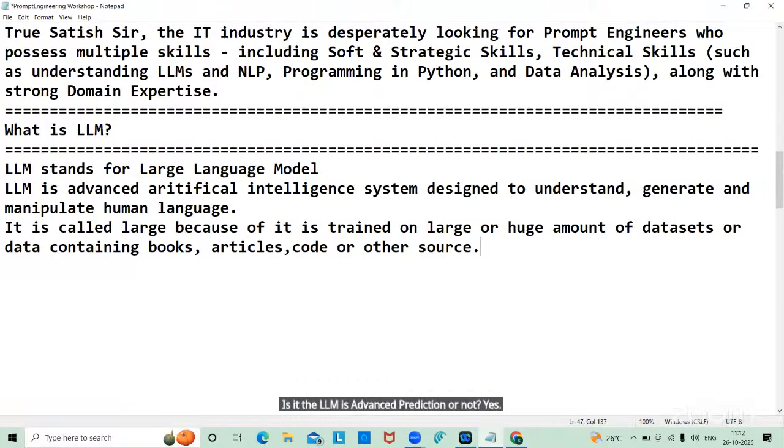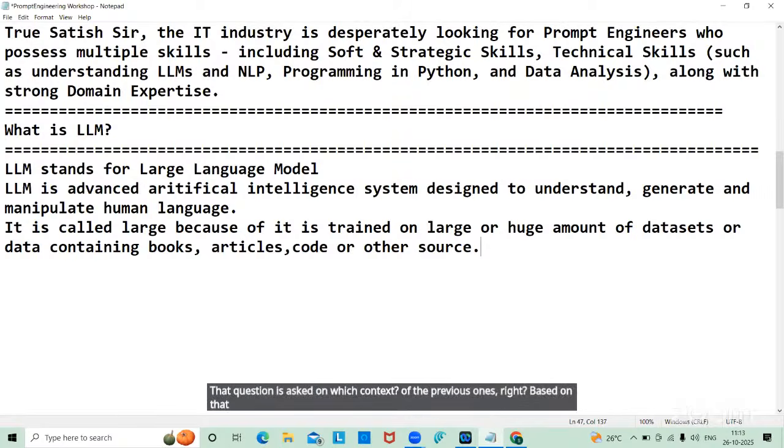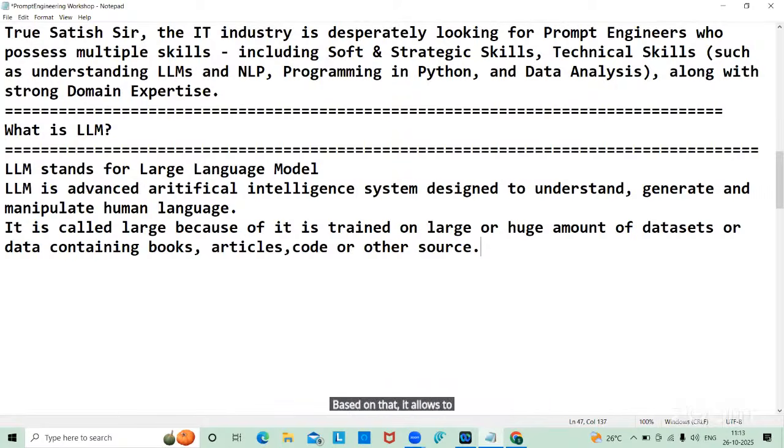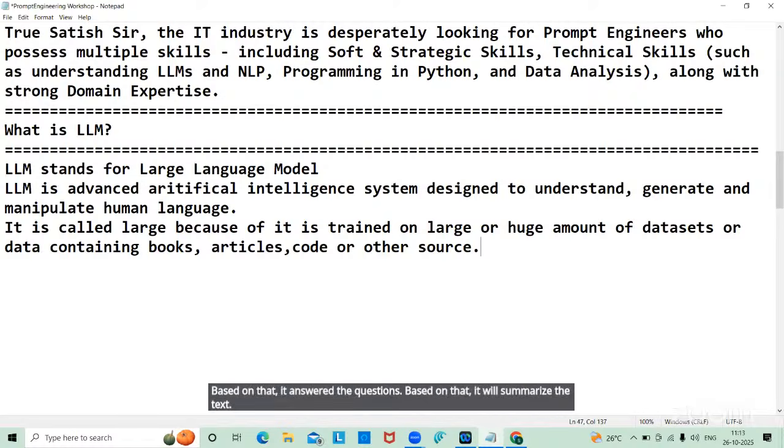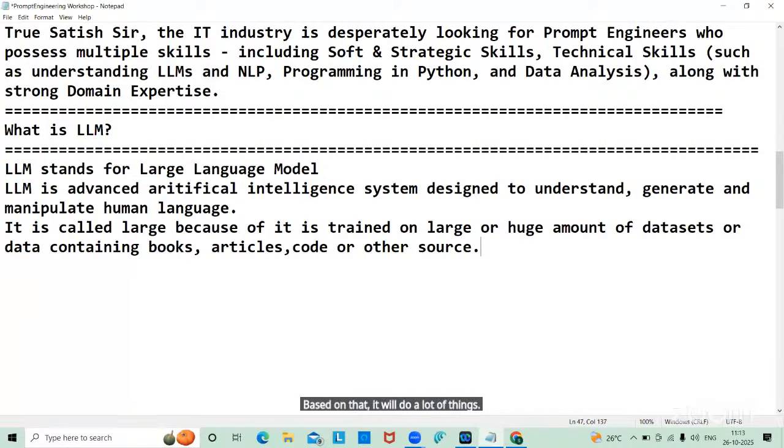Yes, because the LLM is predicting and generating the next word or token based on the context. This means the LLM can even understand in which context a question is asked, based on the previous ones. Based on that, it writes code, answers questions, summarizes text, and does a lot of things. But based on what? The text given to the LLM.